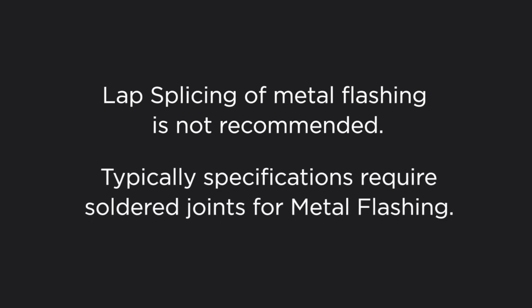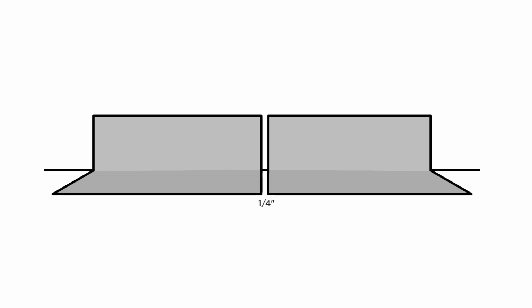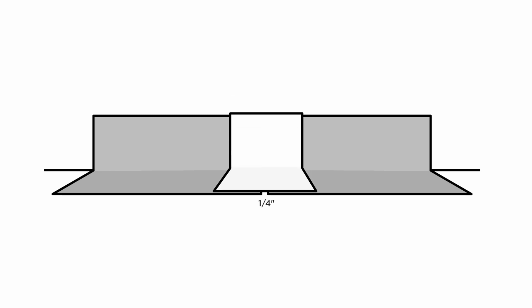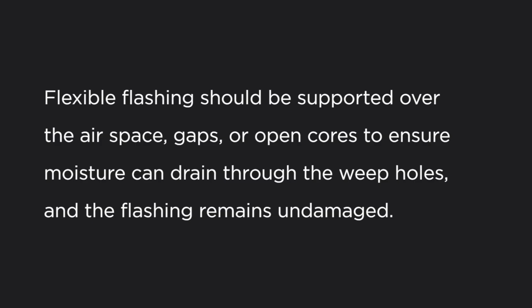Lap splicing of metal flashings is not recommended. Typically, specifications require soldered joints for metal flashing. In cases where splicing is allowed, splice metal flashing with a 1/4 inch gap joined and sealed with a pliable membrane to help accommodate expansion. Flexible flashing should be supported over the airspace, gaps, or open cores to ensure moisture can drain through the weepholes and the flashing remains undamaged.